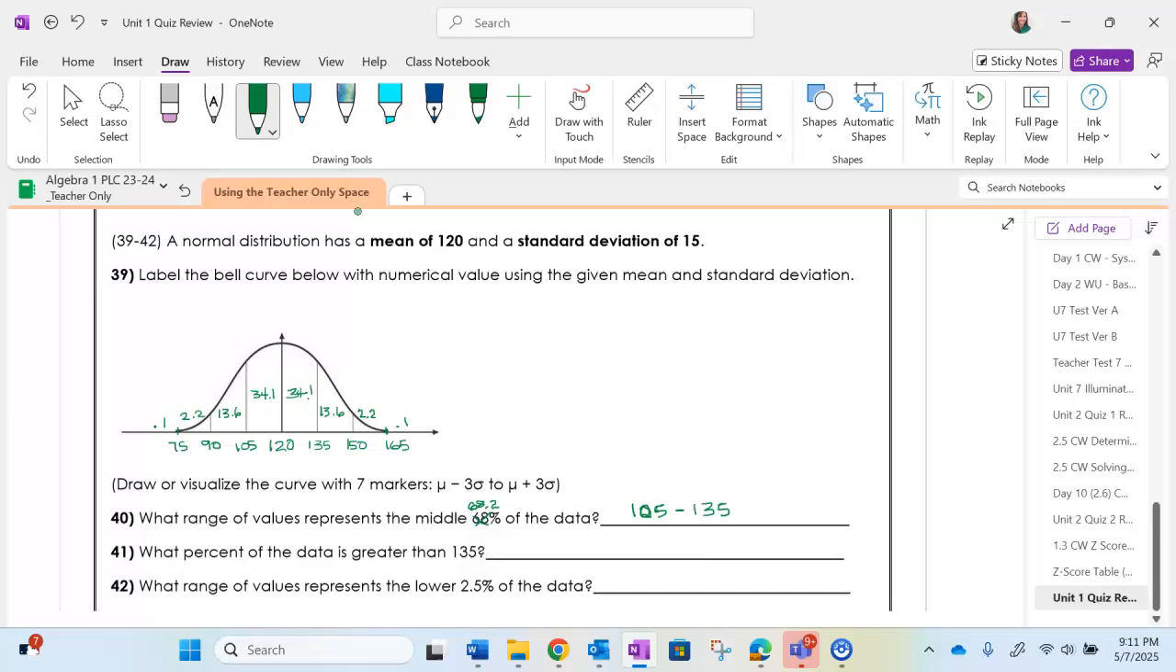What percent of the data is greater than 135? So we're talking bigger. So we're going to add 13.6 plus 2.2 plus 0.1 gives us 15.9%.